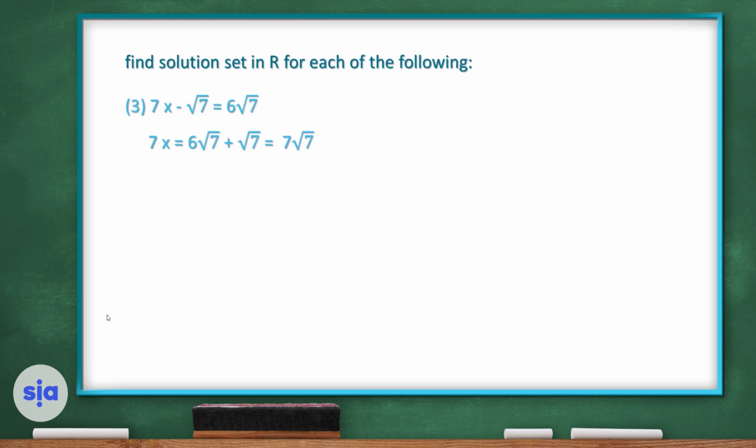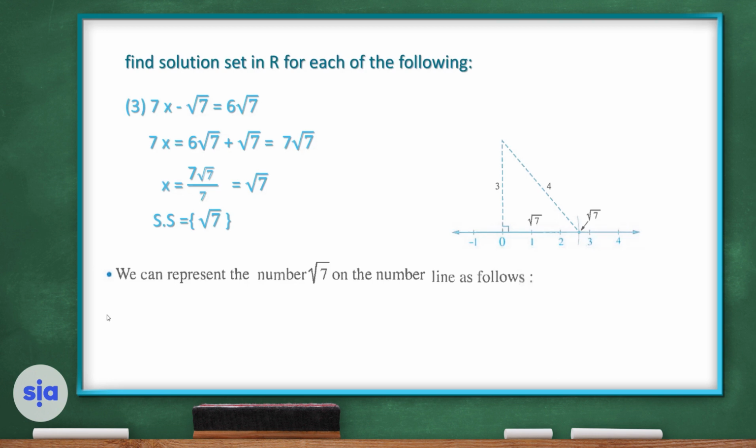Divide both sides by 7. So x equals 7 root 7 over 7. If you cross out the 7 with the 7, then x equals square root of 7. Then the solution set is square root of 7. And we can easily represent it on the number line this way.